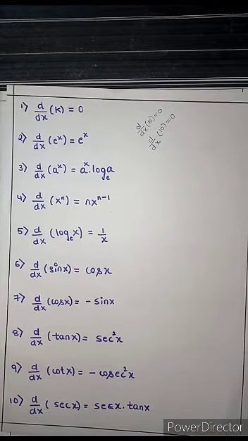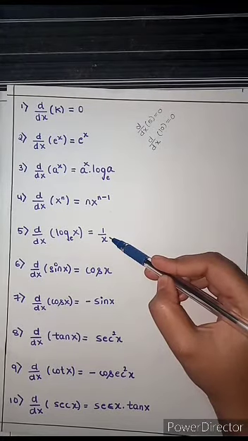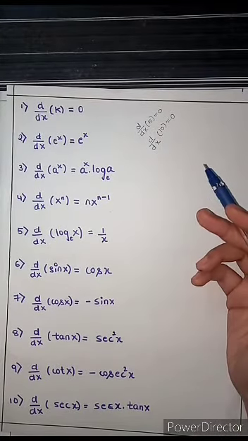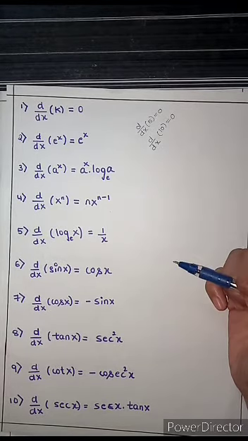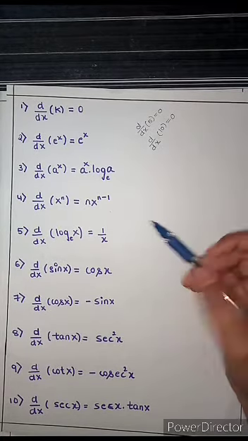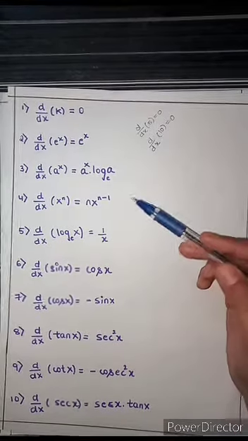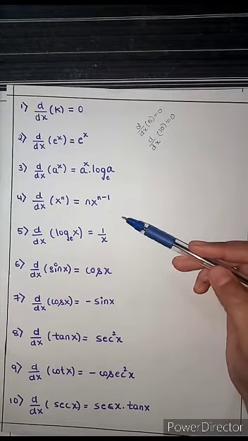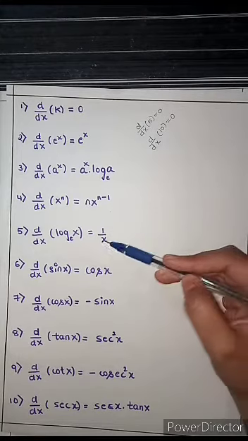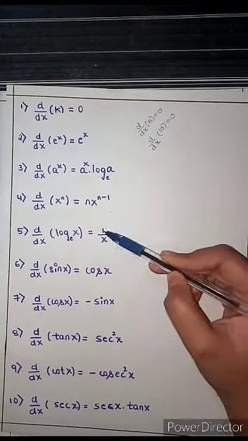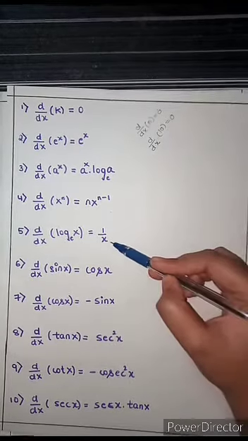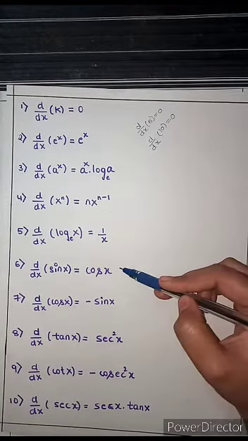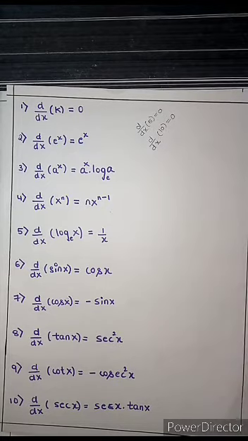Now fifth one. Derivative of log x is 1 over x. See, there is no trick for this, but I'll tell you the method to remember this. Whenever you see log x, just remember 1 over x. Log x is 1 over x. Okay, repeat this in your mind, then you never forget the formula. Okay, let's move to the sixth one.